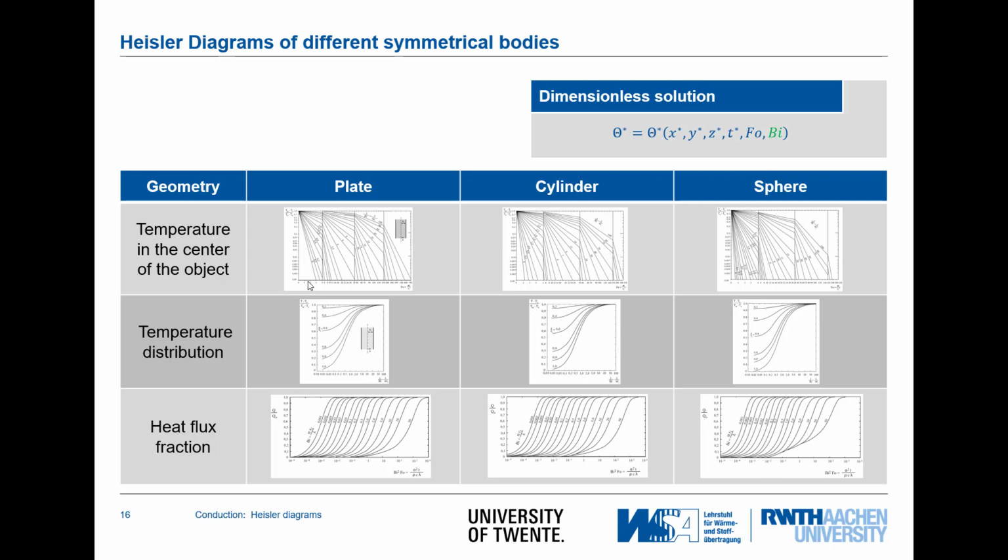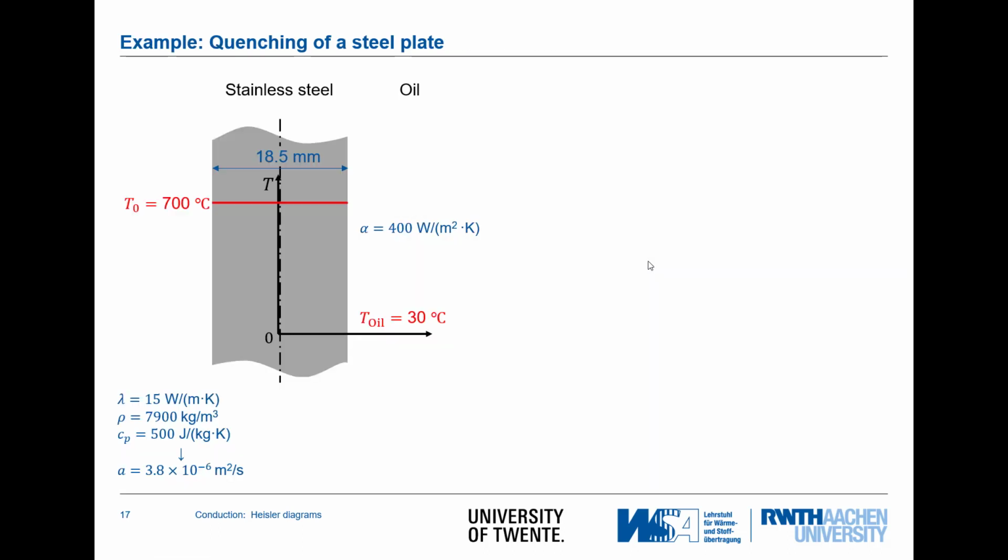Now, in the slides I've shown, we have always looked at the case where we have, from the geometrical point of view, a plate. But that's not the only available diagram type. We have diagrams also available for cylinders, where the relevant dimension length scale is the radius, or we also have this for spheres. They are just a little bit different due to the different geometry, but the principle for the Heisler diagrams remains the same.